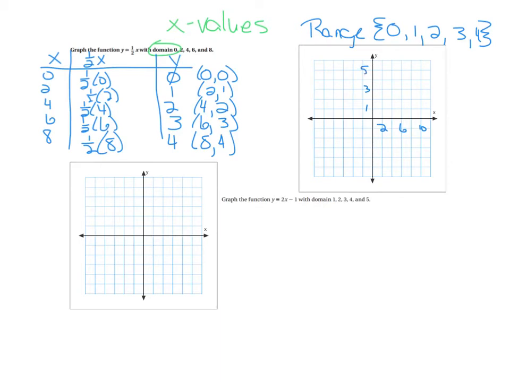I'm going to plot these points. (0, 0), (2, 1), (4, 2), (6, 3).